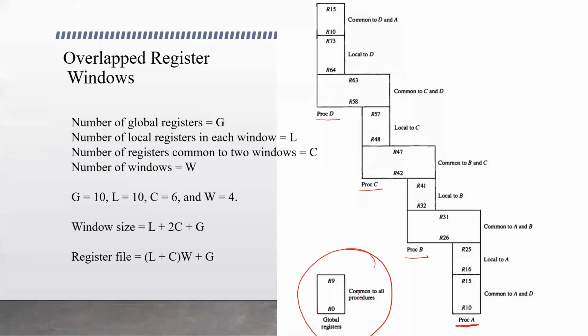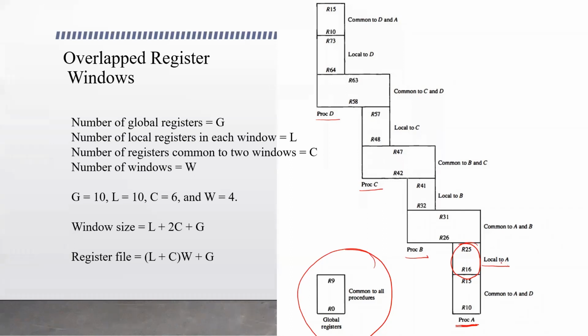And if you see procedure A, and what I'm marking here, this set of registers, R16 to R25, is assigned to procedure A. These are local registers to procedure A. Means what?